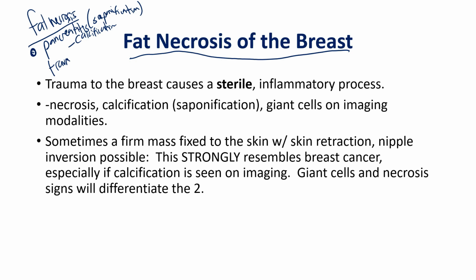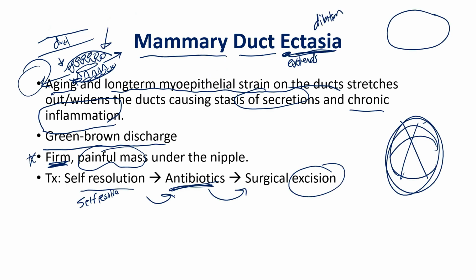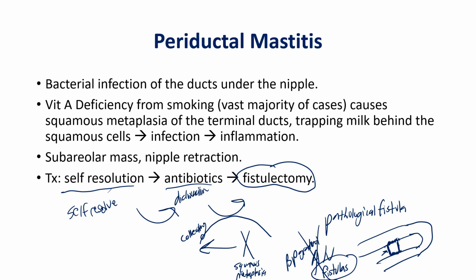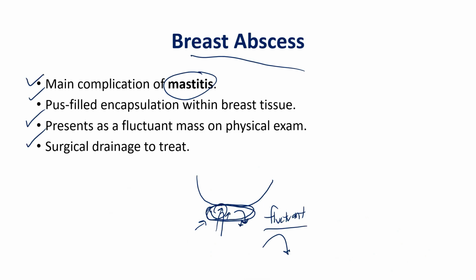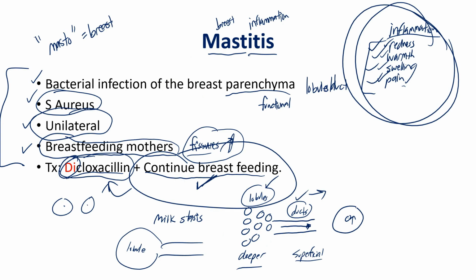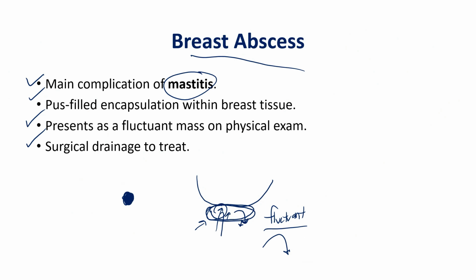So trauma to the breast causes fat necrosis. Trauma to the breast causes a sterile inflammatory process. I bolded that. This is very important. How many of the other ones that I've talked about have not been sterile? This has been bacteria, basically because of the milk stasis. This is all from bacteria. Periductal mastitis, because you have that infection of the ducts under the nipple because of the smoking and the vitamin A deficiency. In a breast abscess, this is due to bacteria, thus forming pus from the dead neutrophils. In mastitis, this is due to bacteria.